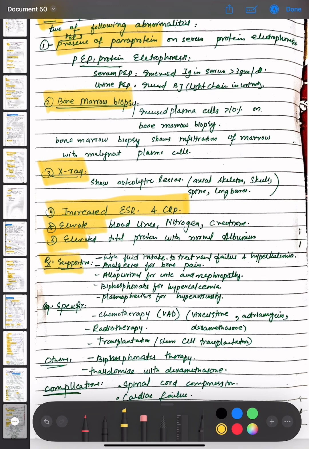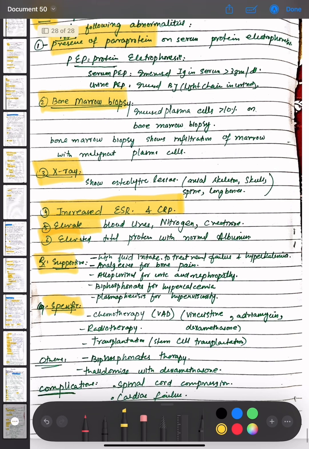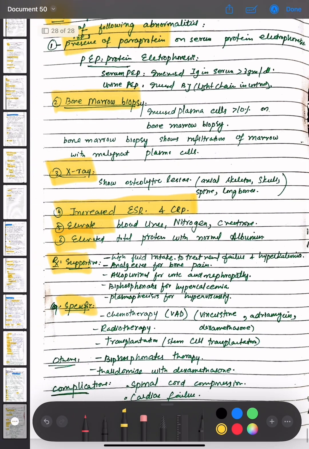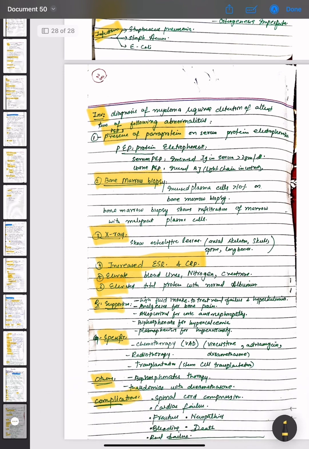The treatment is supportive and specific. In supportive treatment: high fluid intake to treat renal failure and hypercalcemia, analgesics for bone pain, allopurinol for uric acid nephropathy, bisphosphonates for hypercalcemia, and plasmapheresis for hyperviscosity. The specific treatment options are chemotherapy, that is vincristine, doxorubicin, and dexamethasone, radiotherapy, and transplantation, that is stem cell transplants. The other options are bisphosphonate therapy and thalidomide with dexamethasone. The complications are spinal cord complications, cardiac failure, fractures, neuropathies, bleeding, death, and renal failure.